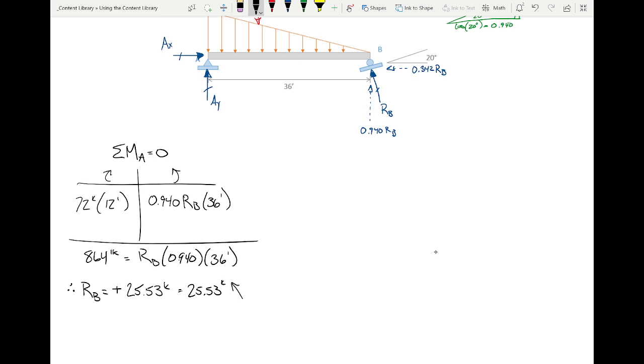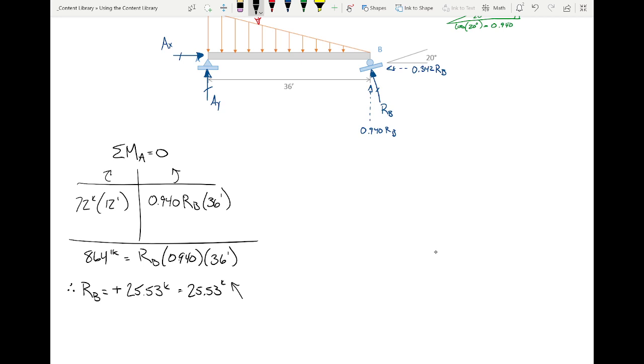Yes, sir? You really have your heart set on us converting it from cosine of 20 degrees to the decimal? You could leave it cosine. That's fine. For me, it was just easier to show the numbers and where they went. I'm not a micromanager. You can do it however you want. If you want to leave it cosine, that's fine too. I'm totally fine with that. That's a great question.